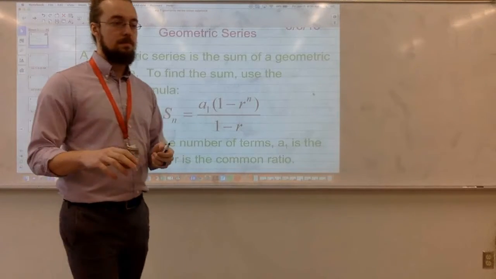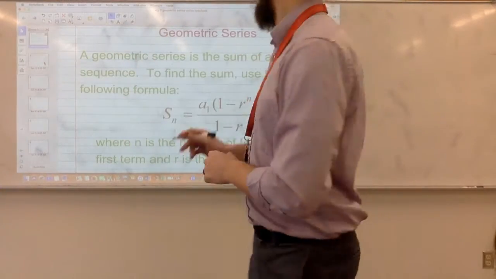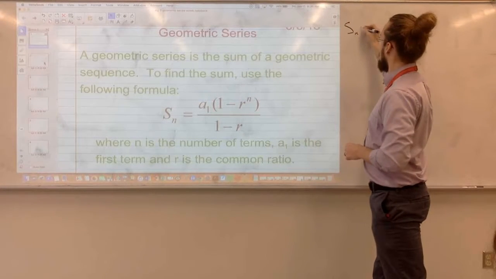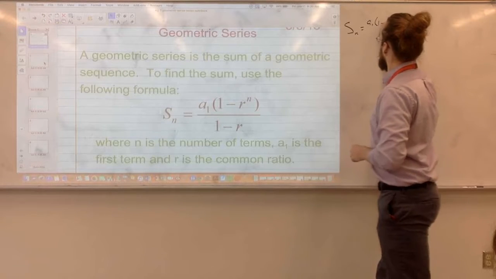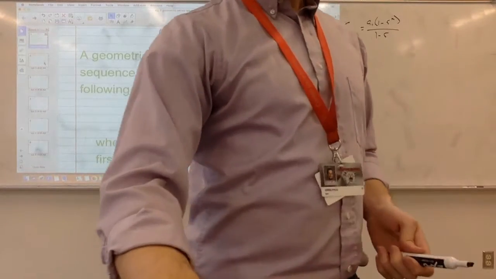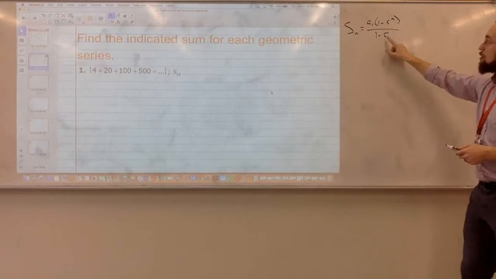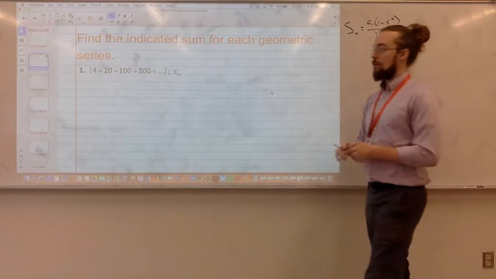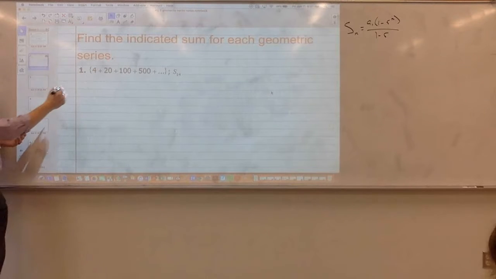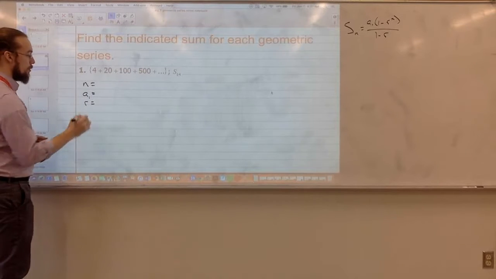Got it? Alright, so to use this formula, jot this down up here so we have it. To use this formula, we need three pieces of information. We need the first term, the common ratio, and the number of terms. So I want to collect those three pieces of information: n, first term, and the common ratio.